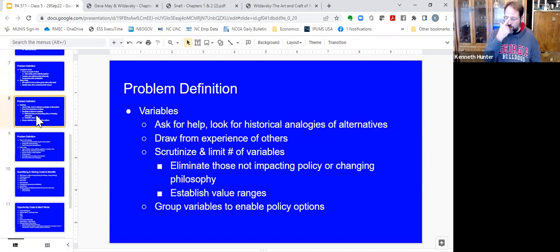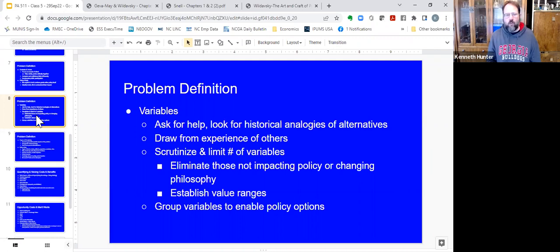Then of course, there are going to be all the variables you have to consider in defining problems. It's good to ask for help. If you can find those within an organization, going back to the idea that things have been tried before, go back and try to find people who have the institutional memory within the place you're serving, or who can provide perspective from other places. Those are important.